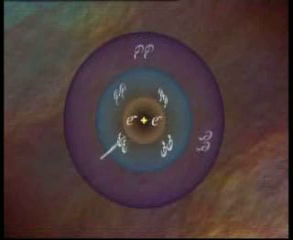Carbon has 6 protons in its nucleus and is surrounded by a cloud of 6 electrons. Uranium has 92 protons in its nucleus and is surrounded by a cloud of 92 electrons. For simplicity, we usually show snapshots of the electrons.